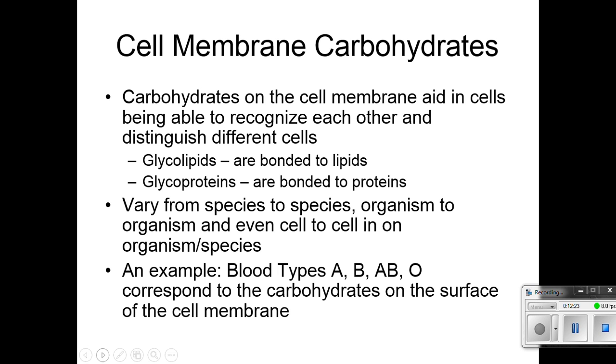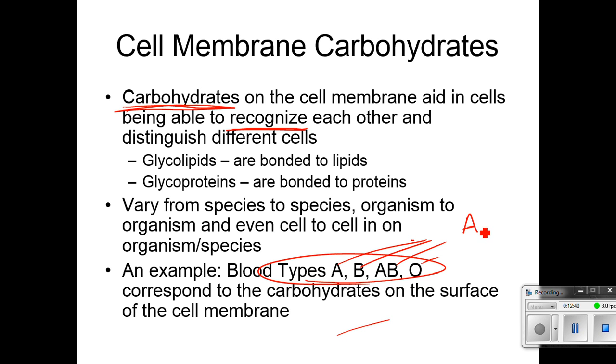Cell membrane carbohydrates. Carbohydrates on the cell membrane aid in cells being able to recognize each other. They're all going to have different carbohydrates. One of the biggest examples of this is the ABO blood type. The reason you would have A, B, or O blood type is based on what carbohydrates you have. You can have A carbohydrate, which might have a shape like this, or a B carbohydrate, which can have a shape like this, or you might have none. Or you could have both carbohydrates on the surface of those cells.